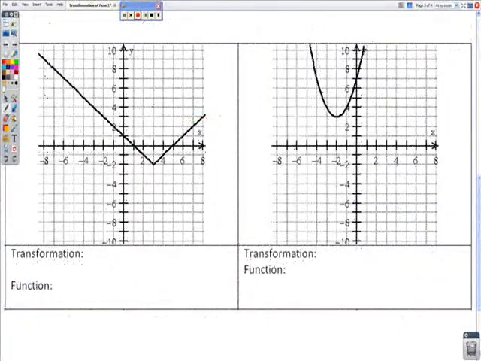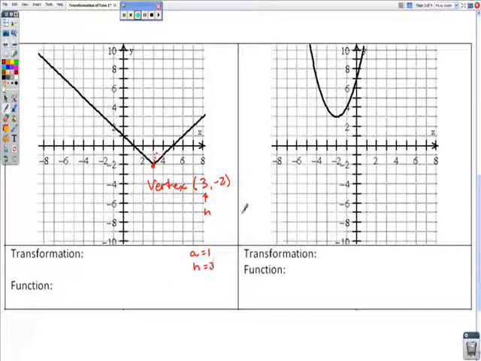Start with the vertex and ask ourselves, what is the coordinate of that vertex? The coordinates of that vertex are 3, -2. The slope on the right-hand side is 1, so a equals 1. Remember, for the vertex, the x-coordinate is h, so h is 3. And the y-coordinate is k. Okay, that's one way to think of it.